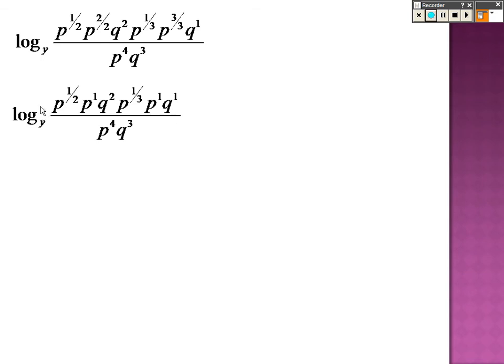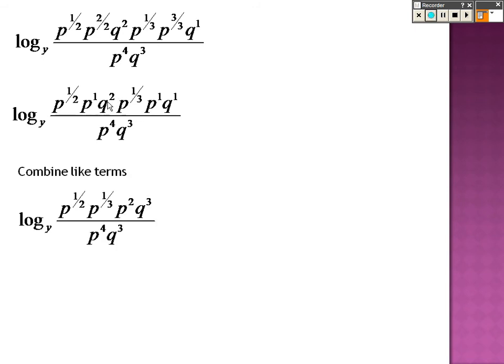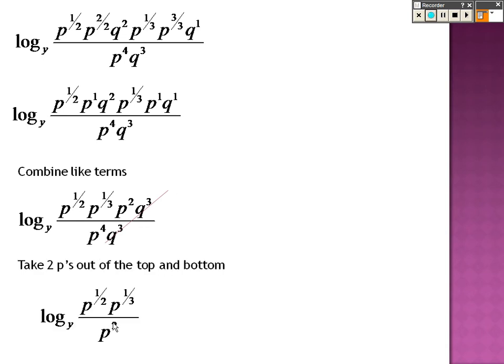So now I start smushing everything that I can together. I have a p and a p, that's p squared. I have a q squared and a q, that's q cubed, and there they are. So now whatever I can simplify on the top and the bottom, I have to start doing. Well, I have p squared on top and p to the 4th on the bottom. The larger one's on the bottom, so that means I'll have a p squared on the bottom. And as you notice, the q's cancel out.